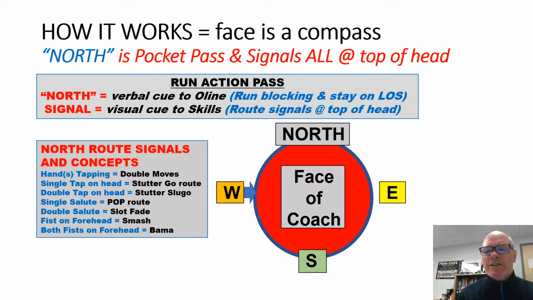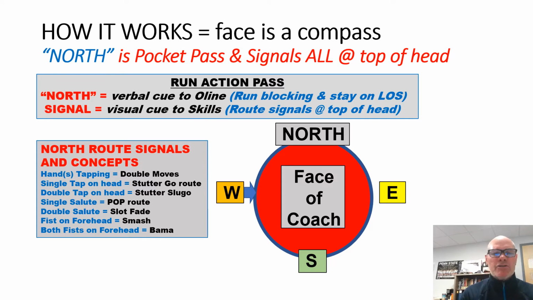Again, how this works, we're going to signal to the receivers for the route, and then we'll give a verbal of north as a prefix to the run play to the offensive line. So again, we're going to use the face as a compass for signals. Any signal around the top of the head tells the quarterback to use north as the prefix and then the run play to alert the O-line to run action blocking scheme where they stay on the line of scrimmage.